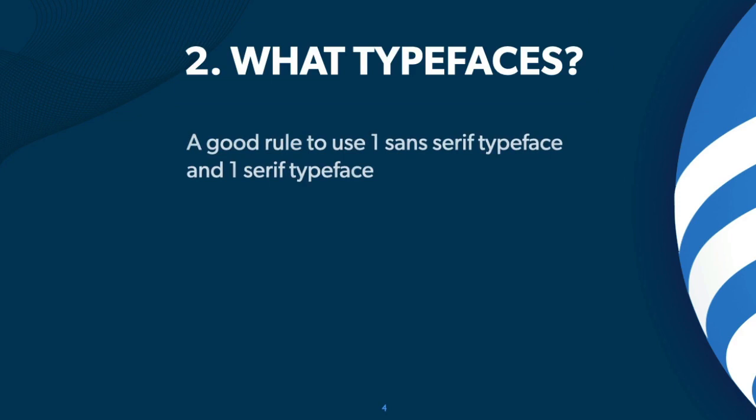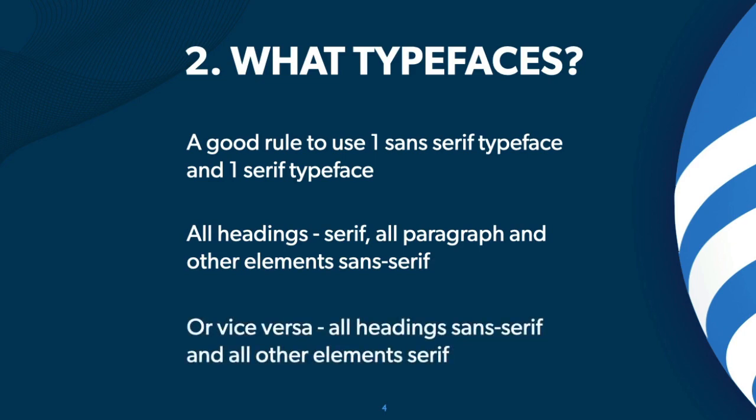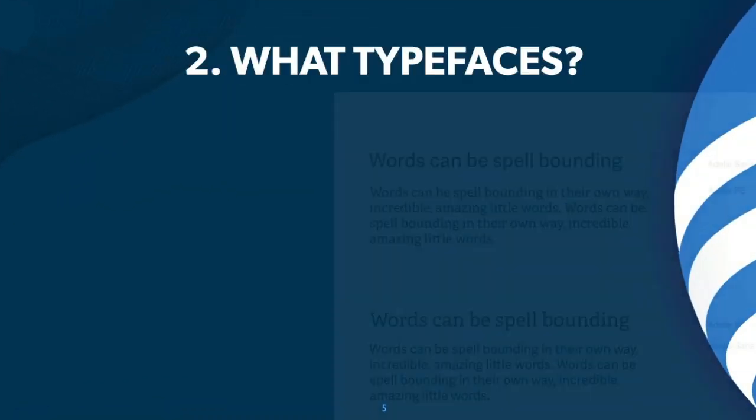So what typefaces in terms of sans serif and serif? It's a good rule to use one sans serif typeface and one serif typeface. Another good rule is to have all your headings, your H1, 2, 3, etc. in serif, and then all your paragraph and other elements in sans serif. And you can also do vice versa of that, as we'll see in this example.